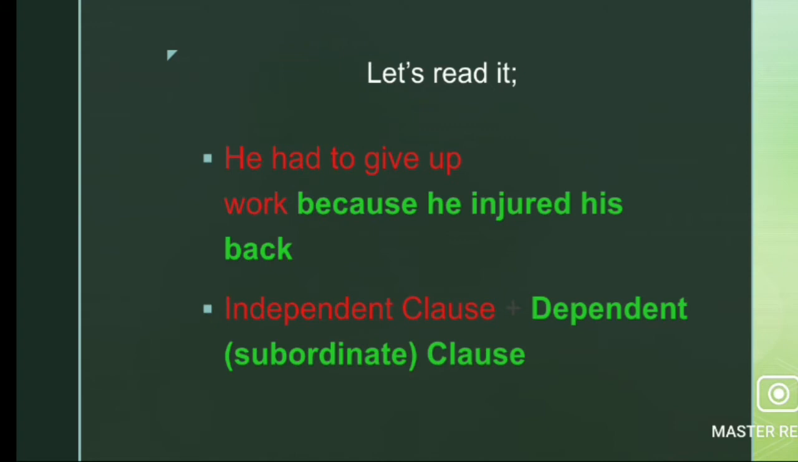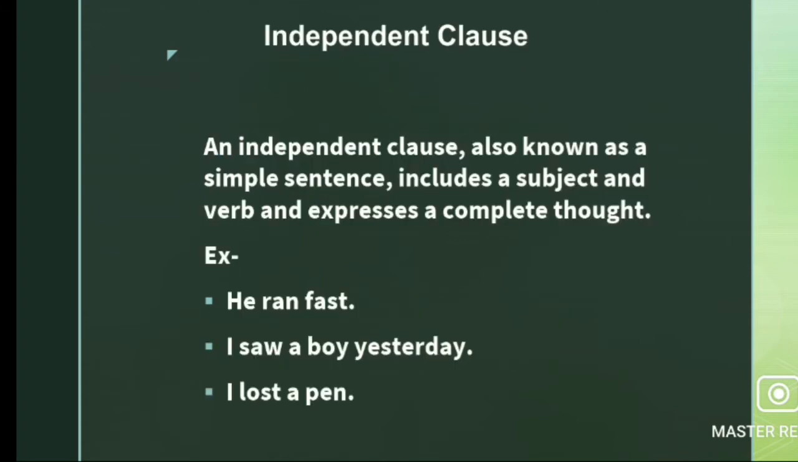You can see that "he had to give up work" is an independent clause because this clause is giving its meaning itself. It does not need any other clause to complete its sense. On the other hand, "because he injured his back" is a dependent clause because it is dependent upon the independent clause that is written here, "He had to give up work."